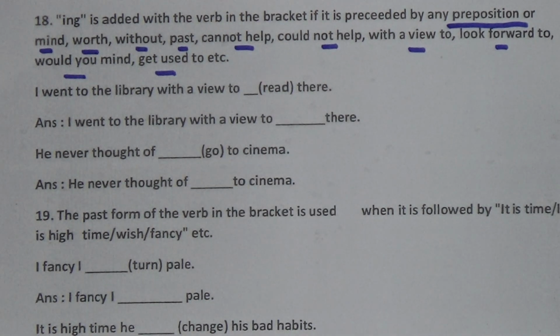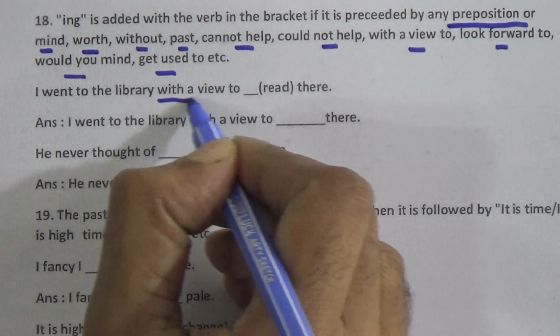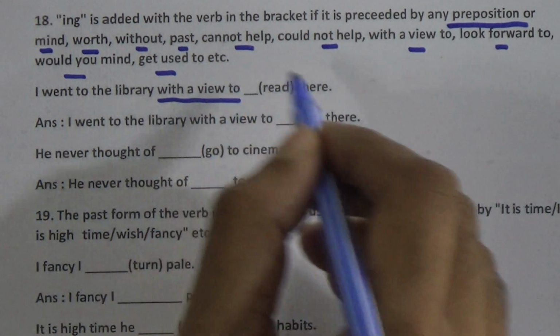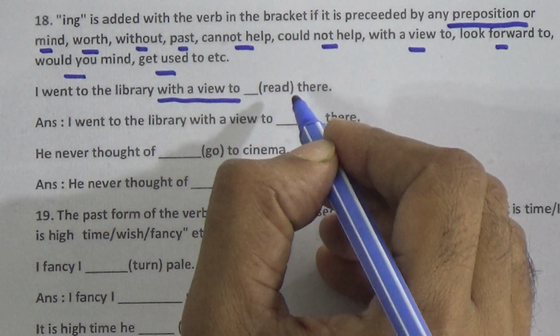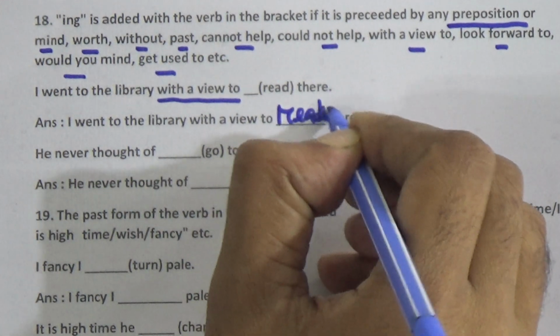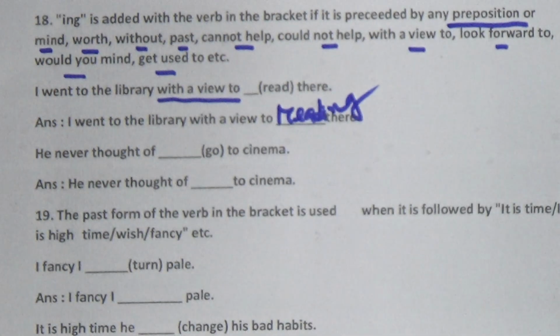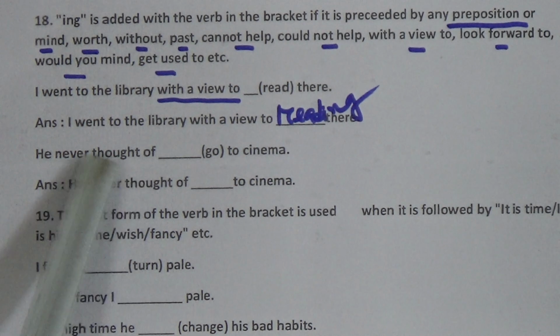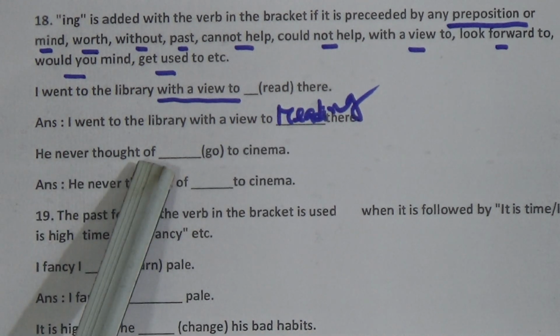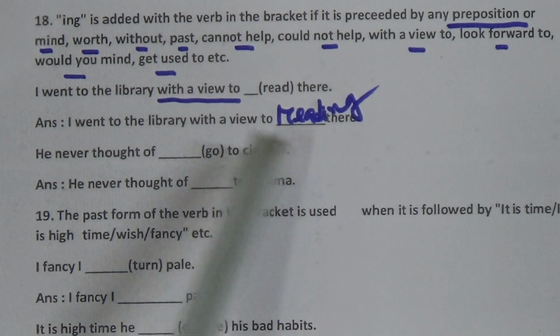So we have found here a phrase with a view to, and we have learned from the rule that after with a view to we have to use the ing form of the verb. That means it will be I went to the library with a view to reading. Read is the main verb. We'll use reading. I went to the library with a view to reading there. He never thought of dash go to cinema. So here we'll use going.